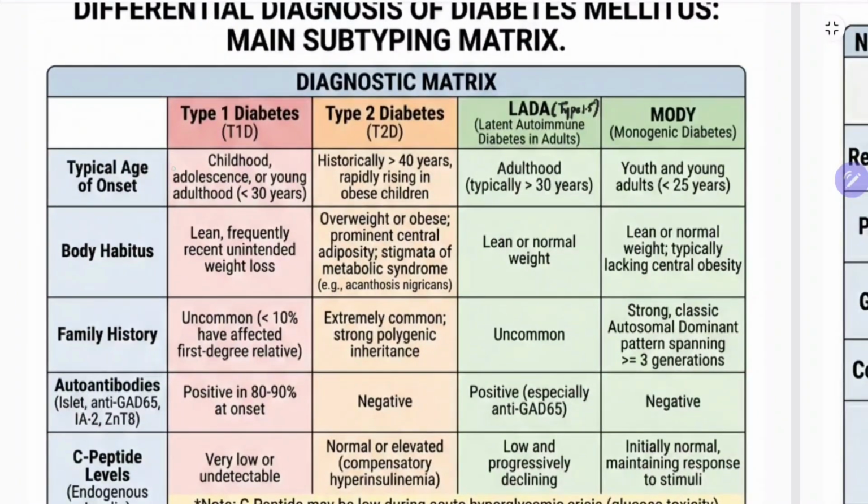In type 1, the age of onset is usually childhood, adolescence or young adulthood, less than 30 years of age. MODY has approximately the same age of onset, young adults, less than 25 years of age. In type 1 the patient is lean, and frequently there is a history of recent unintended weight loss. Whereas in MODY, maturity onset diabetes of the young, the patient will be lean or normal weight, and typically lacks central obesity.